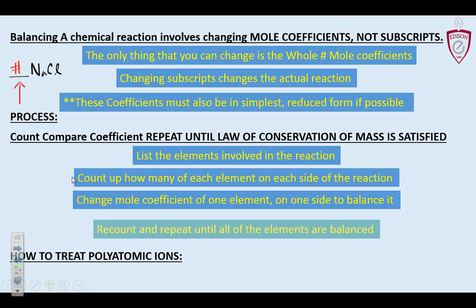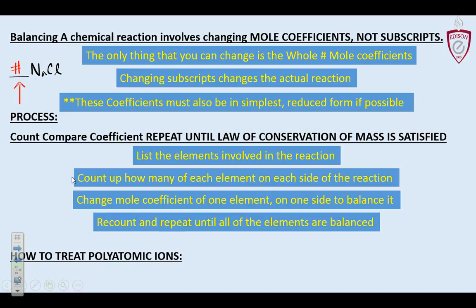Correct. And then what you end up having to do is recount and repeat until all of our elements are balanced. So I call this count, compare, coefficient, repeat. Say it. Count, compare, coefficient, repeat. How's that for alliteration?